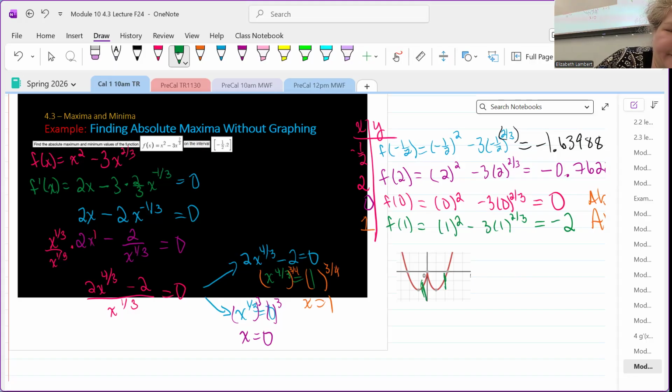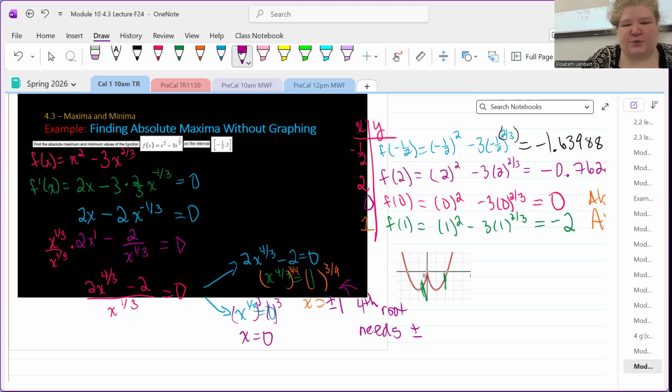Here's where I missed the plus or minus. When we did the fourth root, the fourth root needs a plus or minus the same way a square root needs a plus or minus. Now, the -1 was outside our domain restriction, so it wouldn't have been a critical value, but that's where I was missing it in the algebra.